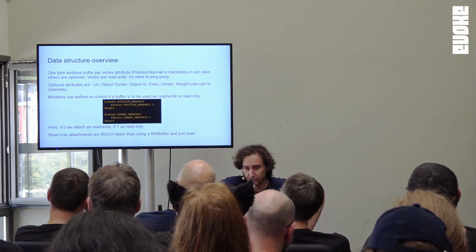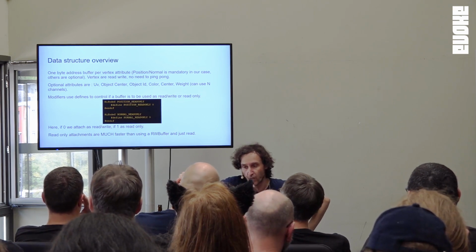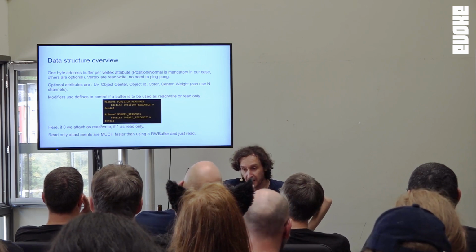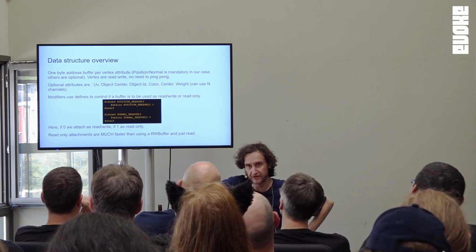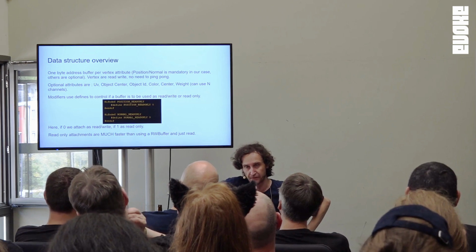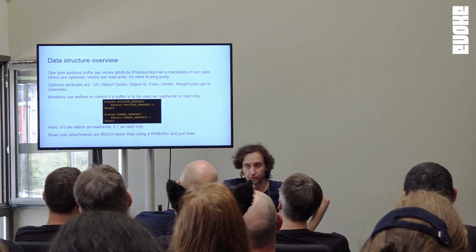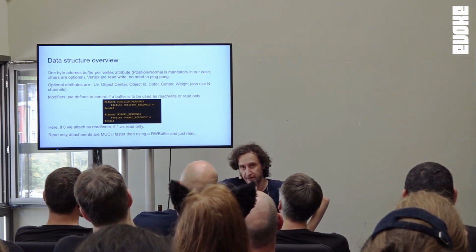As optional attributes, we have UV, object center, object ID, color, center, weight, so we can have a lot of different things. And modifiers use defines to control whether we use read-only or read-write, which is also really important, because if you bind as read-write for read-only, you're going to lose a lot of performance. So you should always know if you're reading only or read-write. It's very important.